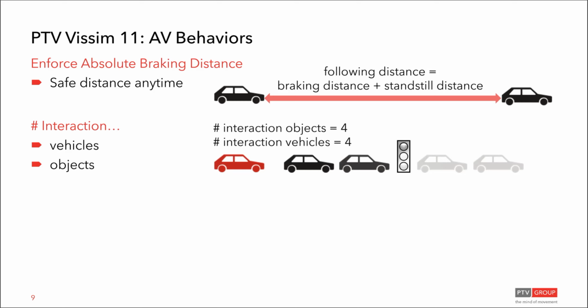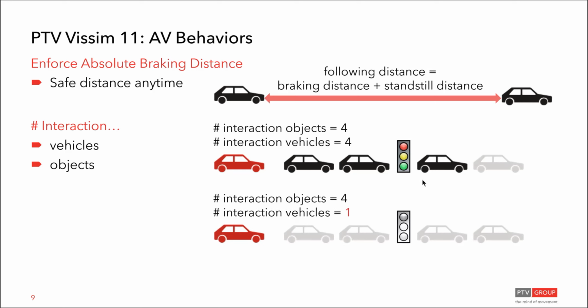But first I'll give an example. The interaction objects 4 means the vehicle will see 4 objects in front of it. So the first car, the second car, the signal head, and the third car. And if interaction vehicles is 4, it also sees a maximum of 4 vehicles. Now, because there's one signal head in between and the interaction object is only 4, it cannot see the 4th vehicle, but it sees a maximum of 4 vehicles.